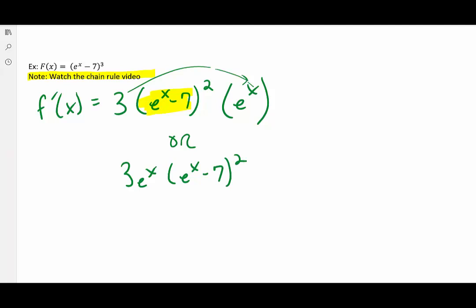As I said, if you have not seen the chain rule video, that one may be very confusing. Go watch the chain rule video and then come back to this example and hopefully it'll make more sense.